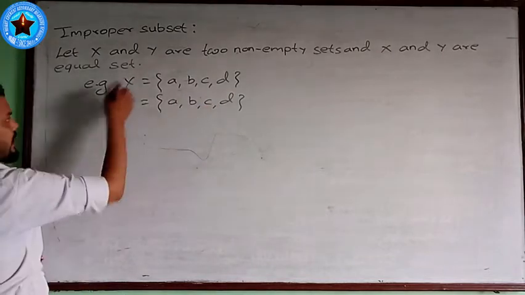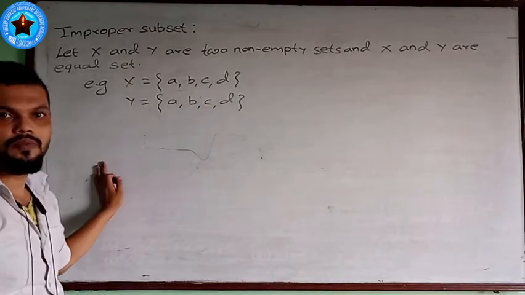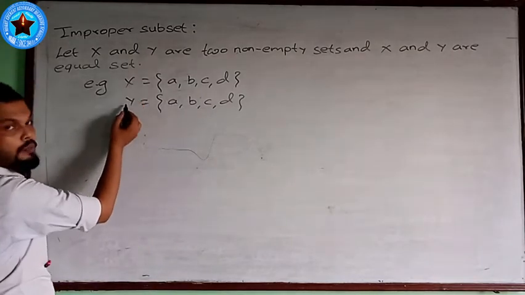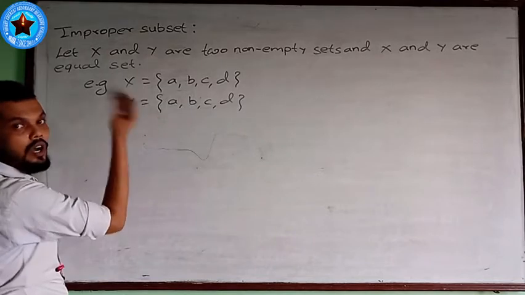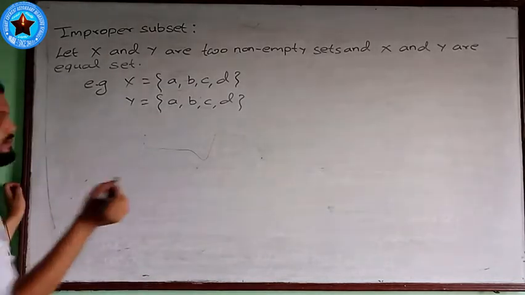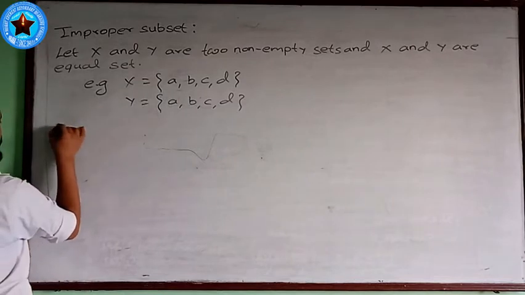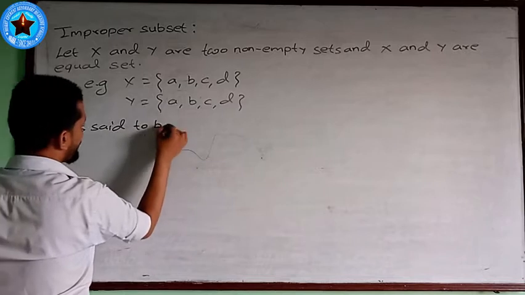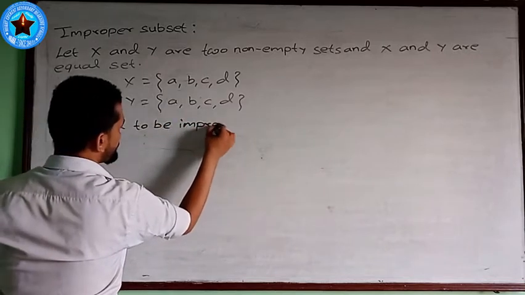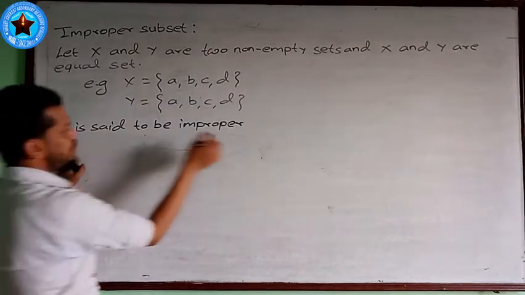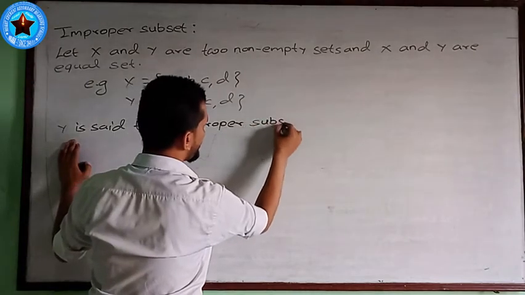So we can say that x and y are subsets of each other. That means we can say that x is an improper subset of y or y is an improper subset of x. Here y is said to be an improper subset. Look at here, all of you. Y is said to be an improper subset.